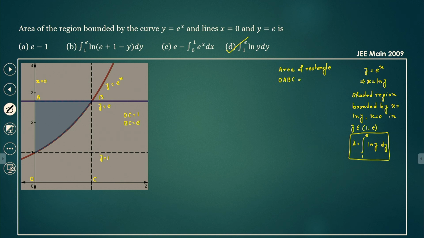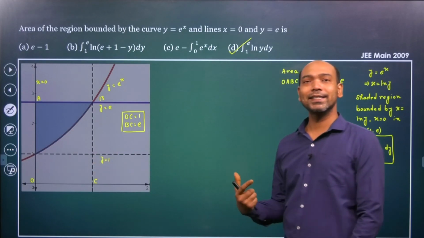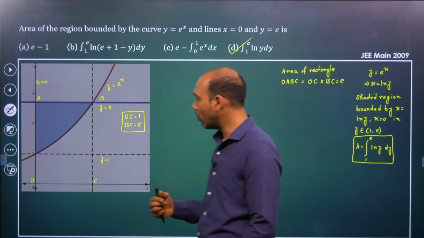So using that property, the multiplication of that breadth and height, we can see that it is OC multiplied by BC, and that's equal to e. So that's the area of the total rectangle. Now, what is the shaded area? The shaded area is bounded by that.